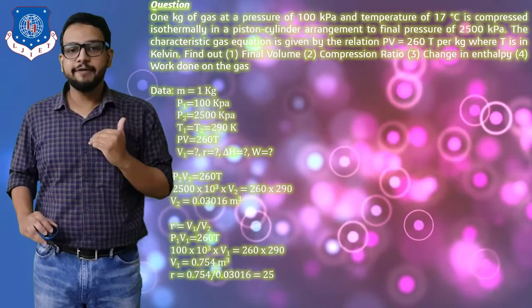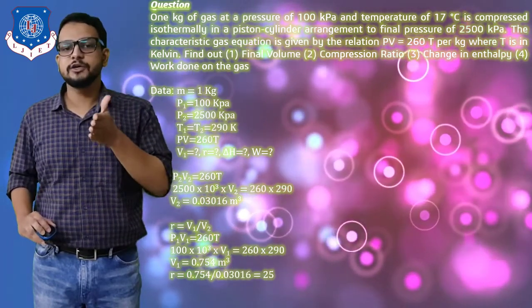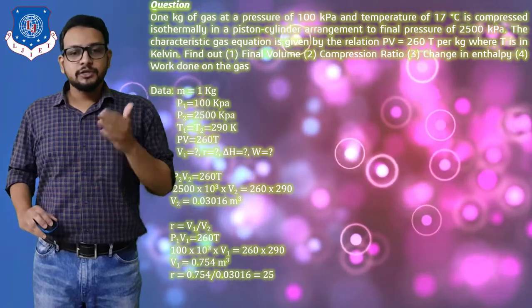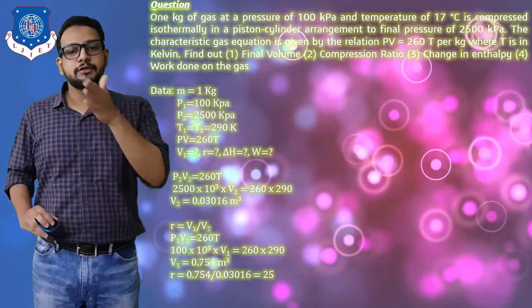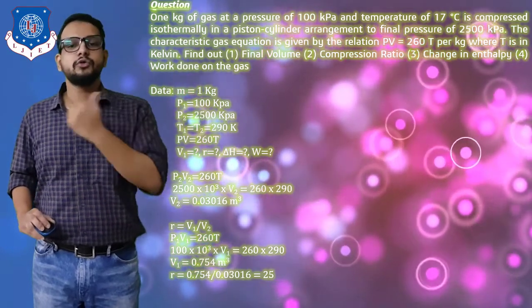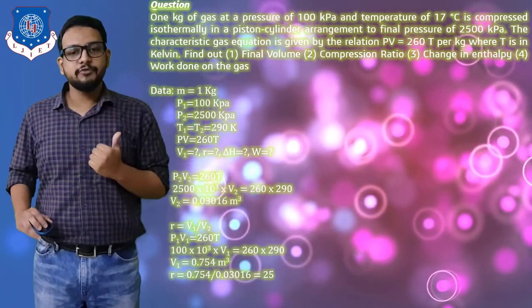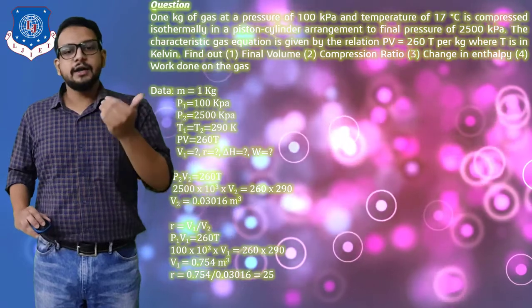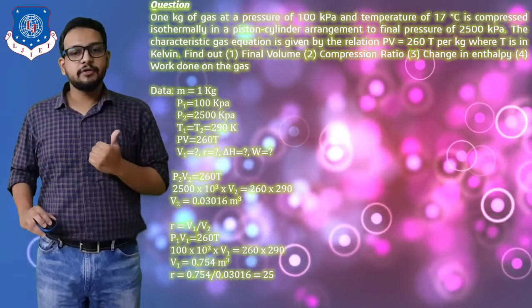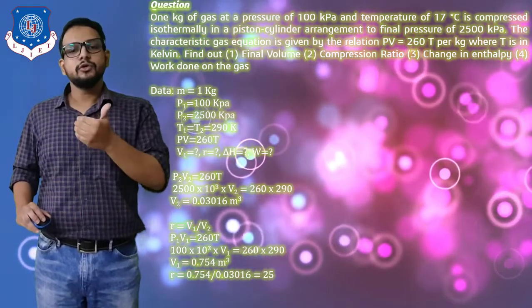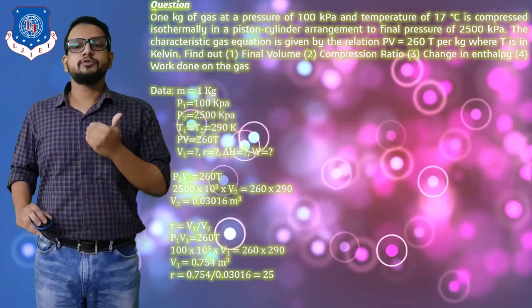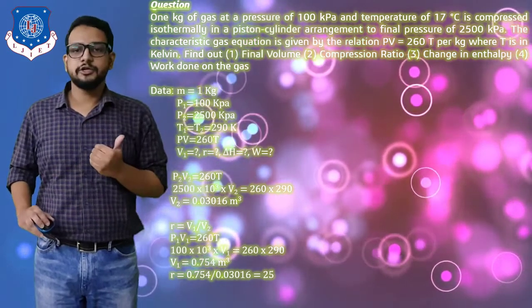Again using our characteristic gas equation, P1V1 = 260T. Substituting our values, 100 into 10 raised to 3 into V1 = 260 into 290. So V1 = 0.754 meter cube, and finally the value of r is equal to 0.754 upon 0.03016. So r is 25. That is the compression ratio.